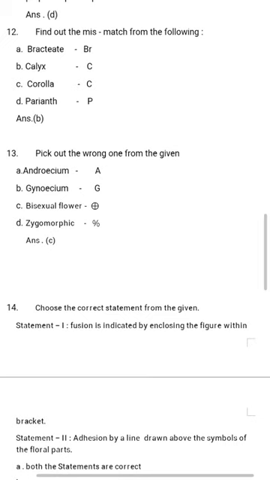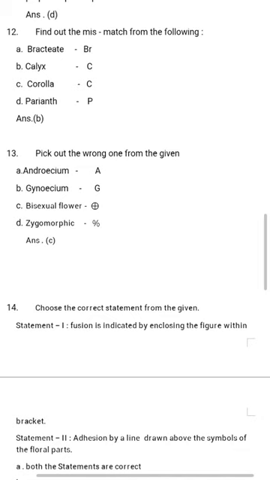Option A, bracteate. Bracteate is indicated with a capital B and small r. This is a correct match, a correct pair. Next, calyx. Calyx is originally indicated with K, not with C. So this is the mismatch. Option B is the correct answer for the given question.